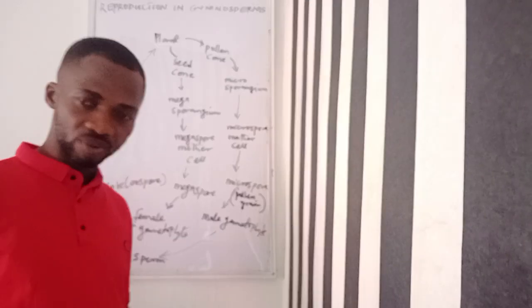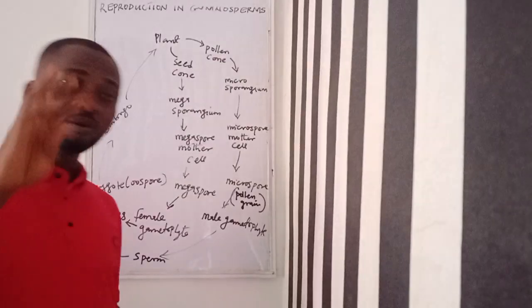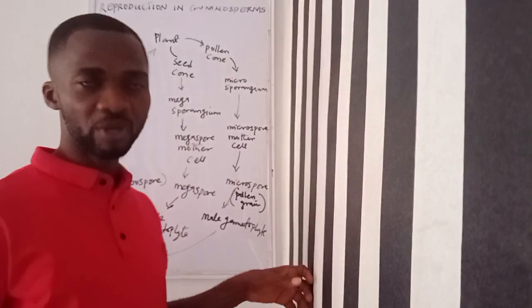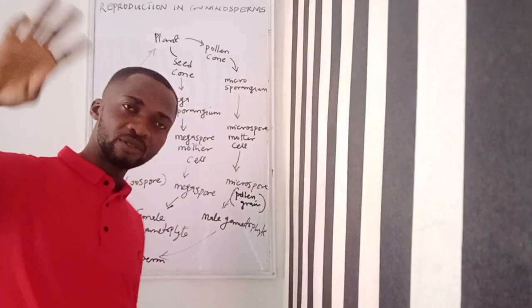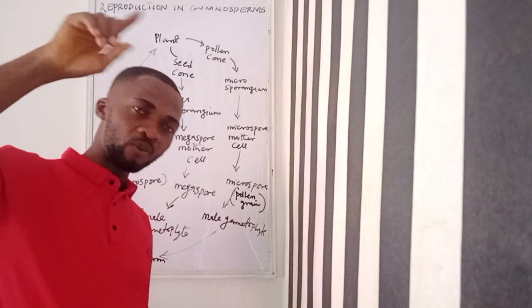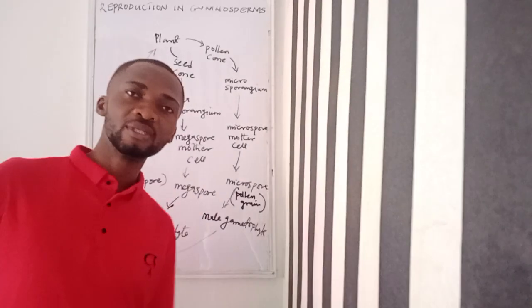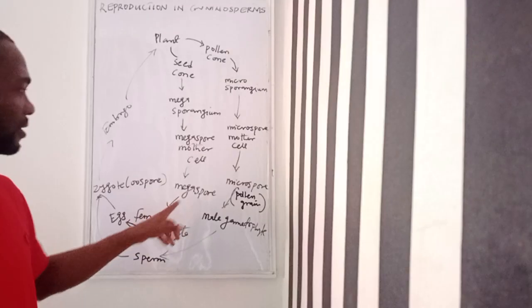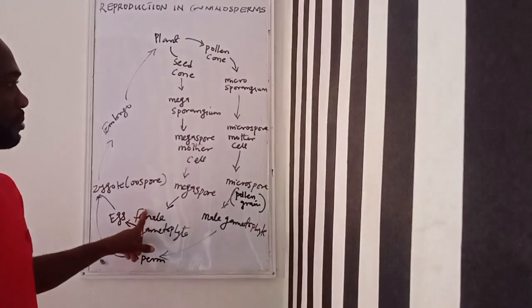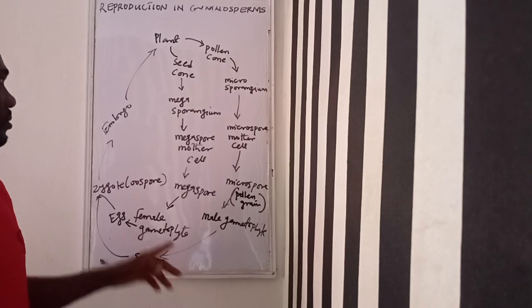Then coming to the female. Remember I said that the nucellus or the megasporangium produces four megaspores, four rows of megaspores. Then out of these four megaspores, three degenerate, then one becomes functional. That one that becomes functional also undergoes divisions to form the female prothallus. You can see that from megaspore to female prothallus.